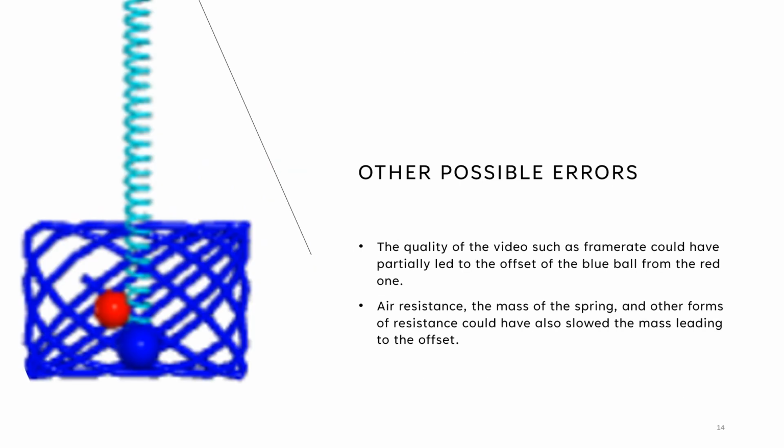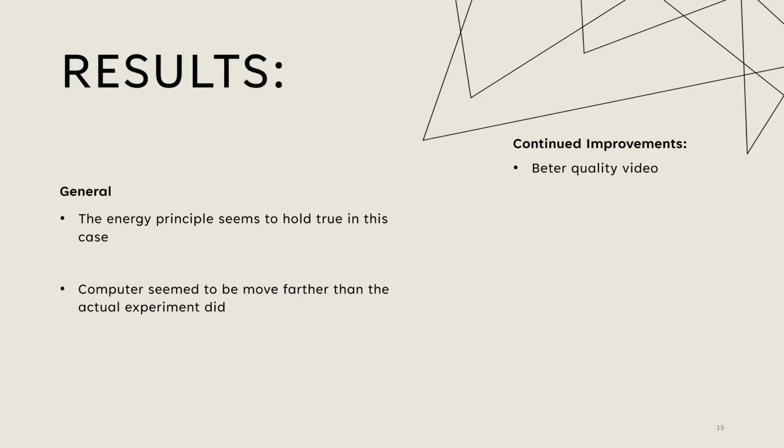So some errors that we could have seen were the quality of the video and the frame rate, which might have forced us to use a bigger time step, which might explain some small inconsistencies in our code. And then we are also ignoring air resistance, the mass of the spring, and other forms of resistance, which could have slowed the mass down, which would also explain why ours are lined up, but not the same.